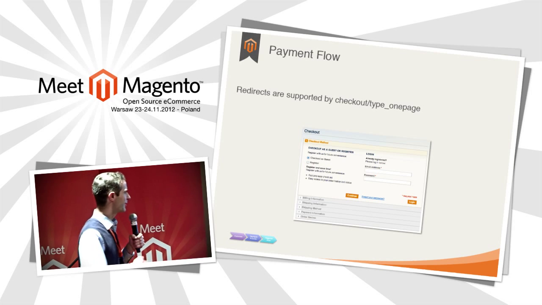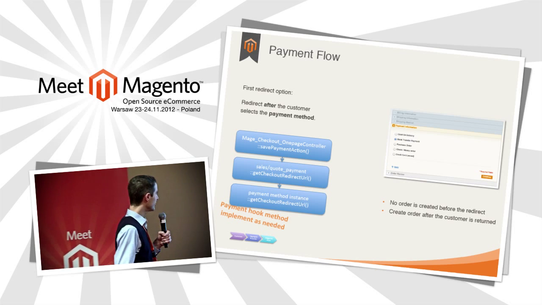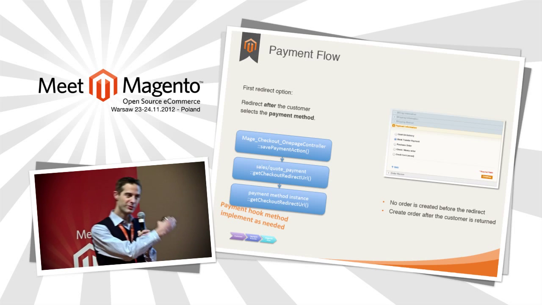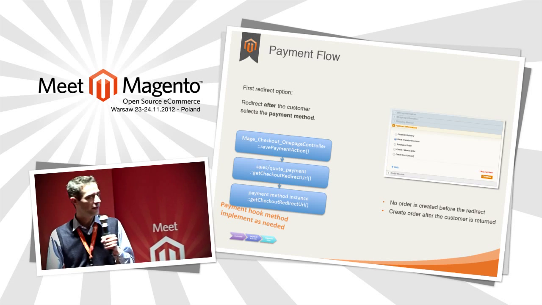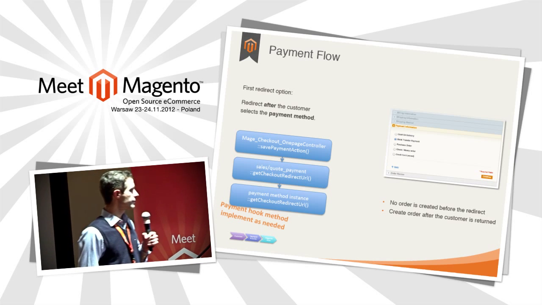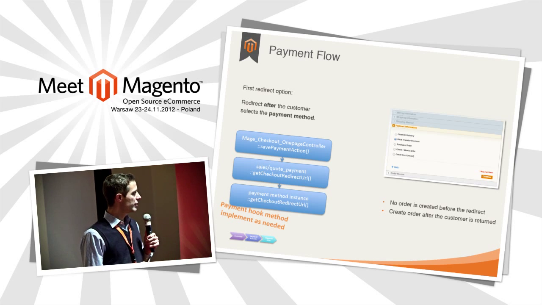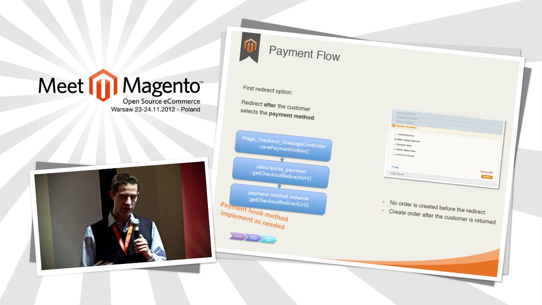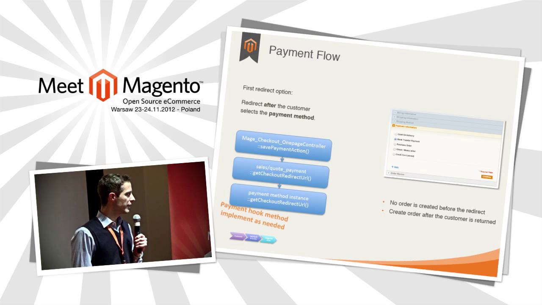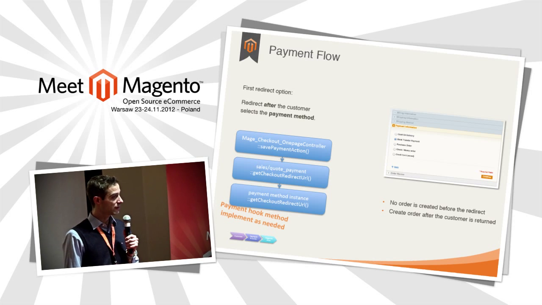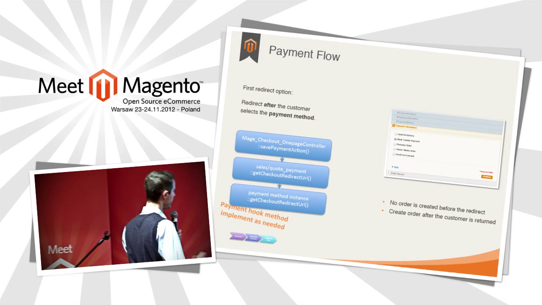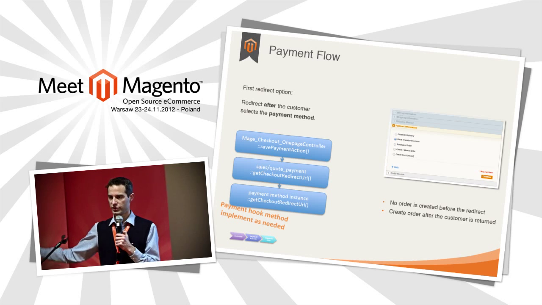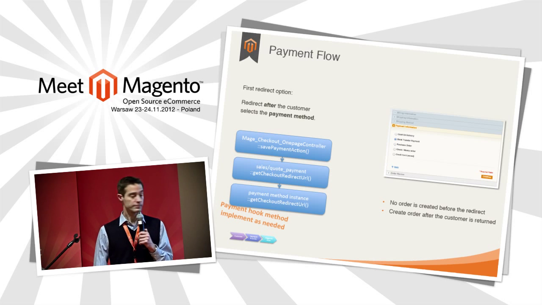Anyway, so let's have a look at one page here. The first option to redirect somebody to the payment gateway would be directly after choosing the payment method. In order to do that, what you need to implement is the method getCheckoutRedirectURL. So if this returns a valid URL, as soon as the customer clicks on the continue button, Magento will send a location redirect header, and the customer will be sent off to the payment provider. And yeah, just implement that as needed.